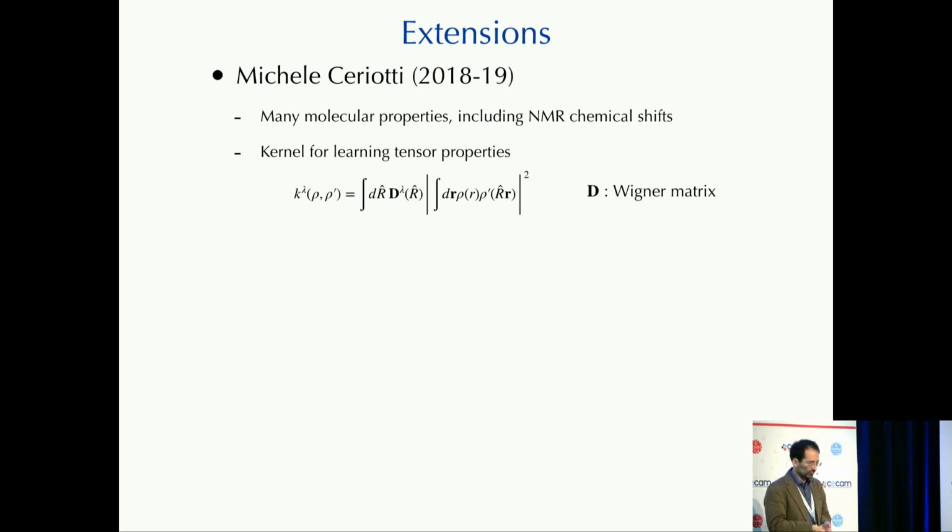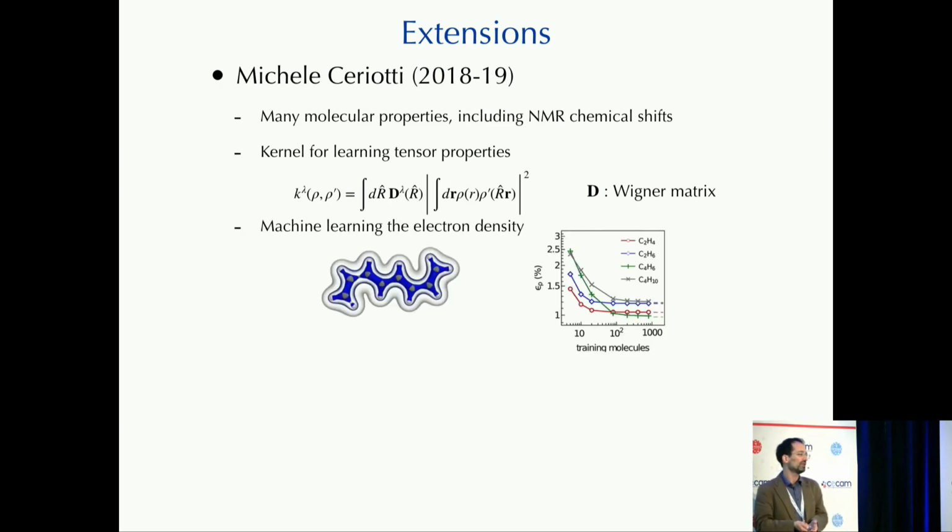So it turns out that if you do that same 6-dimensional integral, but you insert this Wigner matrix of order lambda, so lambda equals 0 for a scalar, lambda equals 1 for a vector, 2 for a second rank tensor, and so on. If you do this integral, and the same trick with the spherical harmonics works, you never actually need to perform the integral itself, you can just create a lambda power spectrum, then you can learn tensorial properties that transform covariantly in the proper way. And for example, he's used this to fit the electron density.